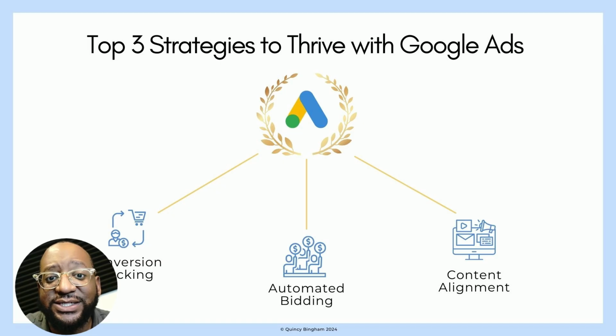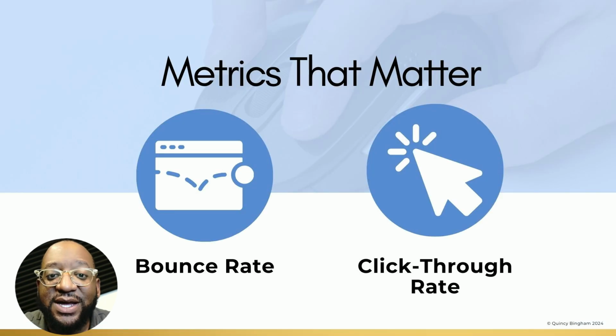These 3 strategies, conversion tracking, automated bidding, and alignment between ads, keywords, and landing pages, aren't meant to work in isolation. They reinforce each other. And to build on that, I want to touch on metrics. Let's connect the dots between those 3 strategies and the metrics that matter: bounce rate and click-through rate. These metrics are what give us feedback on whether we're really doing things right.